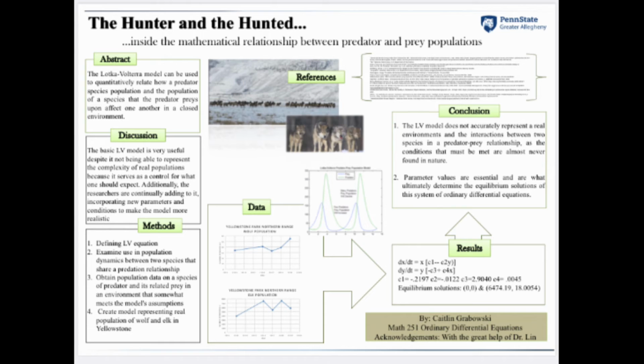As seen in this graph in the middle of my poster, it is expected that the population of predators will closely follow that of the prey species, showing a cyclical rise and fall of both populations over time.